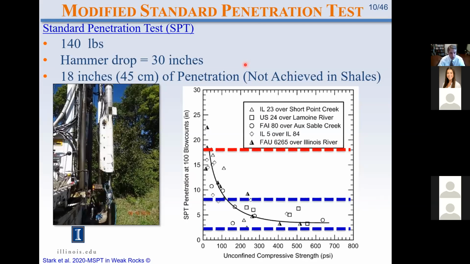The standard penetration test involves a 140-pound weight dropping 30 inches, and we measure the number of blows, or drops of the hammer, that it takes to push the sampler 18 inches, or 45 centimeters, into the soil or weak rock. Unfortunately, the red line on this graph is where we have to get to run an accurate standard penetration test. With weak rocks and shales in Illinois, frequently we only go about 2 to 8 inches of penetration. So we're well short of the 18 inches.